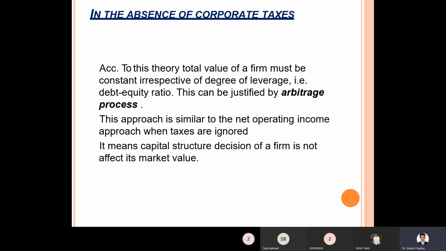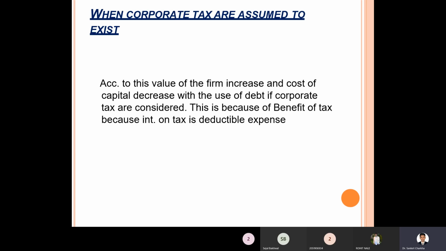This approach is similar to the net operating income approach when taxes are not incurred. Here it is largely a replication of the NOI, that is net operating income approach. It means that the capital structure decision of a firm does not affect its market value. So the market value of the firm does not get affected by the composition of debt and equity.